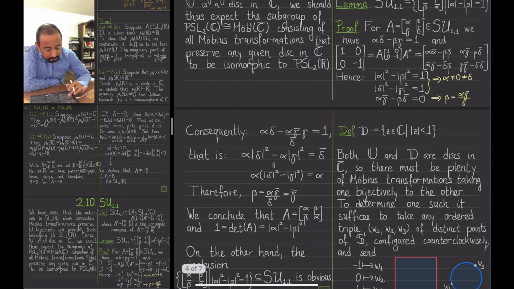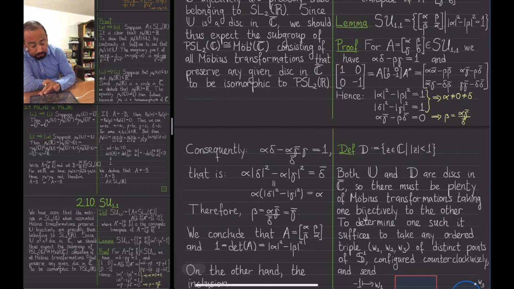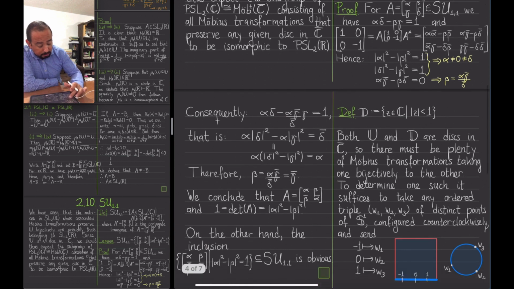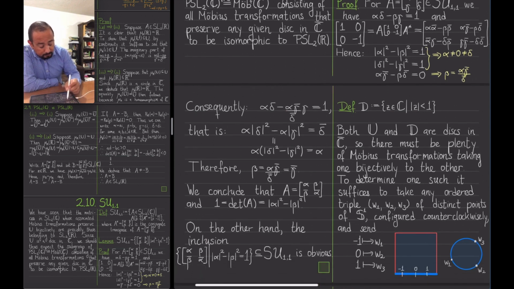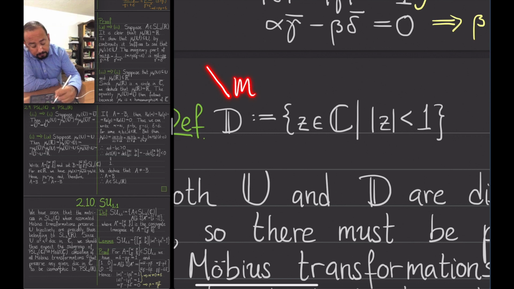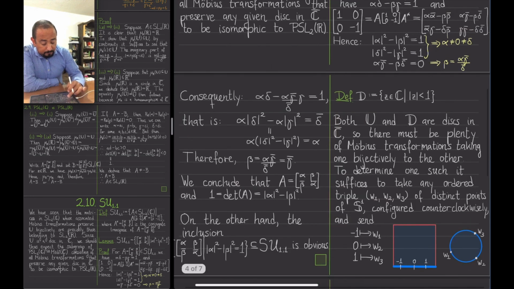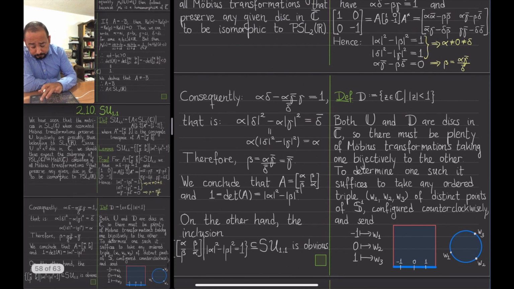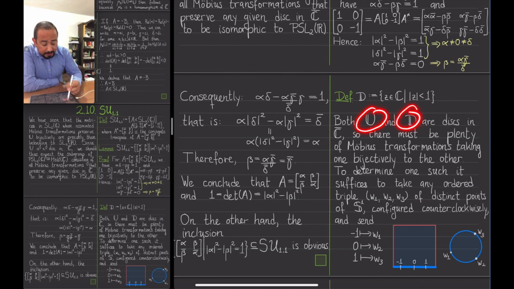Okay, and next, as I said before, I'm going to focus on proving that it's precisely the group of complex matrices of determinant 1 whose associated Möbius transformations preserve the open unit disk, which I'm going to denote by this D, some sort of blackboard bold capital D. Okay, now both U and D are disks in C bar.